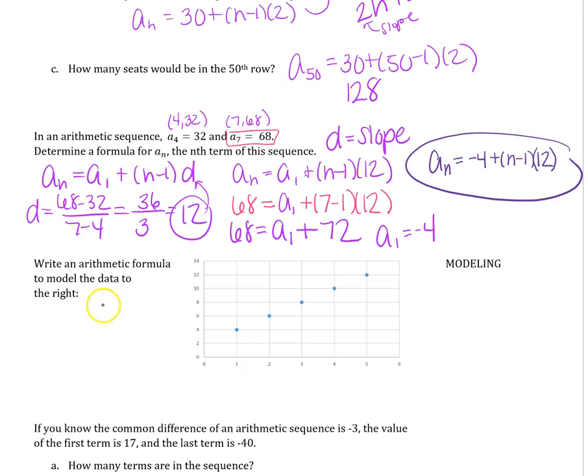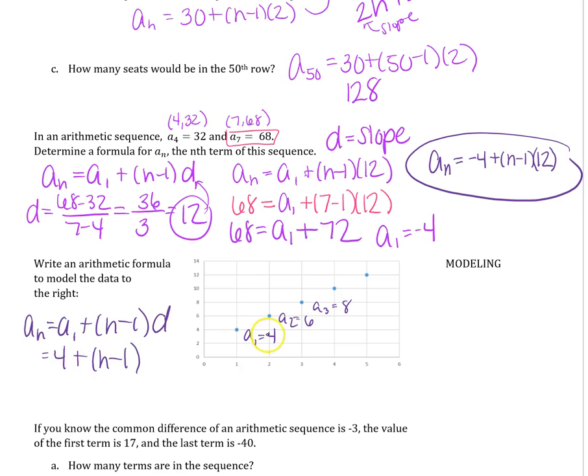Well, anyway, if I want to write a formula to model this, the first term is 4, the second term is 6, and the third term is 8, and so on. If I use the explicit formula and just plug in, the first term is 4. The common difference looks like it's 2, because I'm going up by 2 each time.